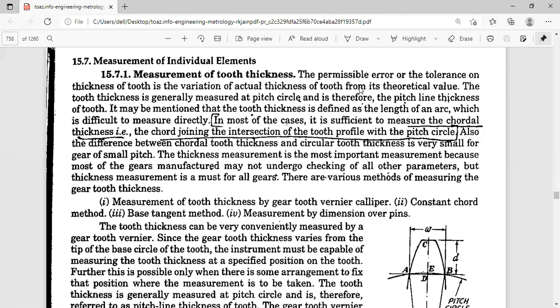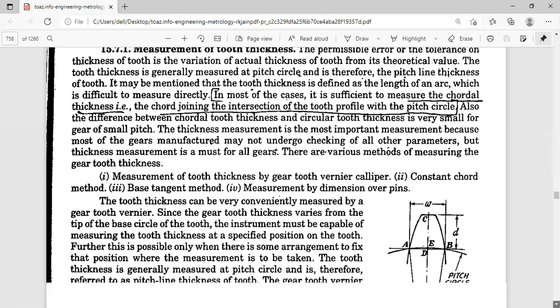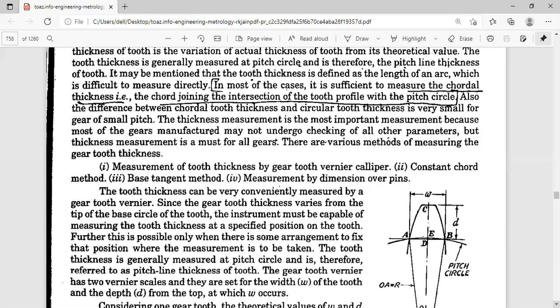So there are various methods of measuring the gear tooth thickness. The first is the measurement of tooth thickness by the gear tooth vernier caliper, and the second one is the constant chord method. The third one is the base tangent method, by which we use the base tangent micrometer. Those are the two instruments we have discussed. The fourth one is the measurement by dimension over pins, and that is very important. And for the tooth thickness here, just try to see the figure.